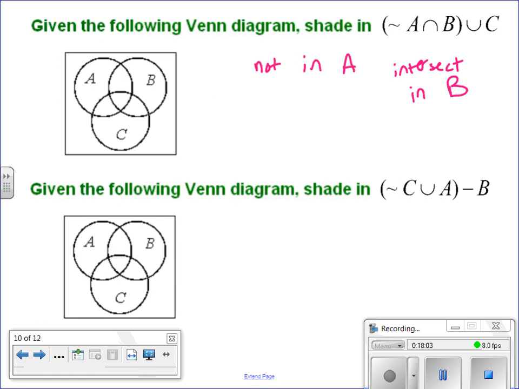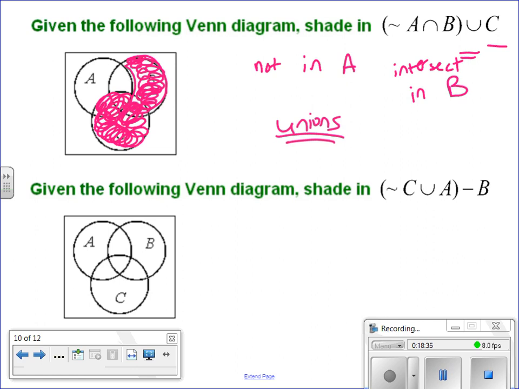So I'll maybe do in pink where I'm focusing so far. Not in A would be everybody not in A, but intersecting with B will probably be right about here. Do you agree with that so far? So far so good? All right. Now we're going to union ourselves with C. So we're just going to add C to our shade, and then we're done. If I union myself with C, I'm now going to add in C, and that will be my final answer. I'll maybe get a highlighter to make that part stand out. Does that make sense?